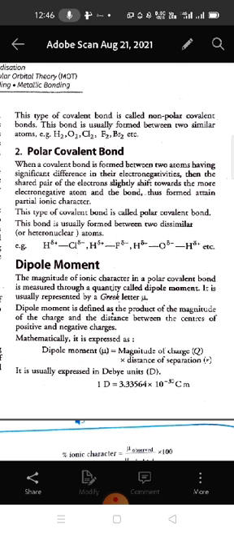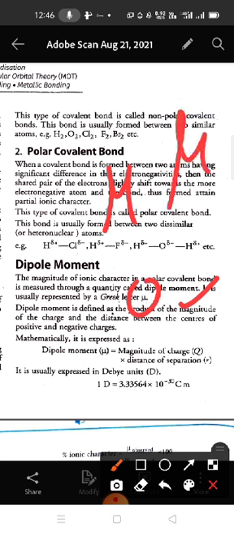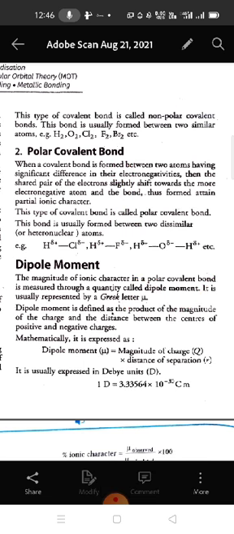The magnitude of ionic character in a polar covalent bond is measured through a quantity called dipole moment, and it is usually represented by the Greek letter mu. Dipole moment is defined as the product of the magnitude of charge and the distance between the centers.